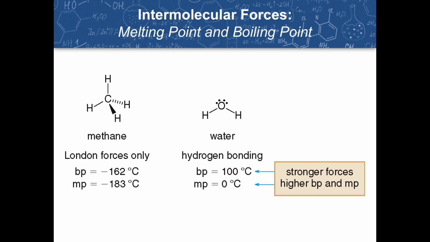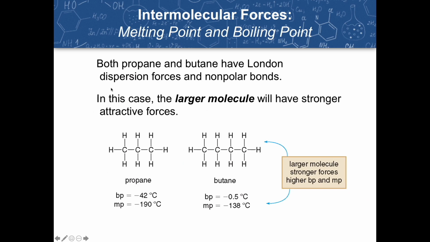So in comparing two compounds with similar types of intermolecular forces, the higher molecular weight compound generally has more surface area and therefore a larger force of attraction, giving it a higher boiling point and melting point. Thus, in our example here, propane and butane both have nonpolar bonds and only exhibit London forces, but butane is larger and therefore has the higher boiling point and melting point. Remember from our previous video that the larger the molecule, the stronger the intermolecular force of attraction.